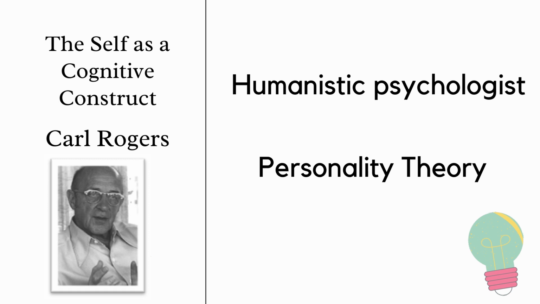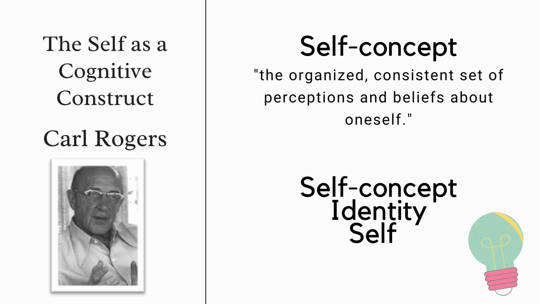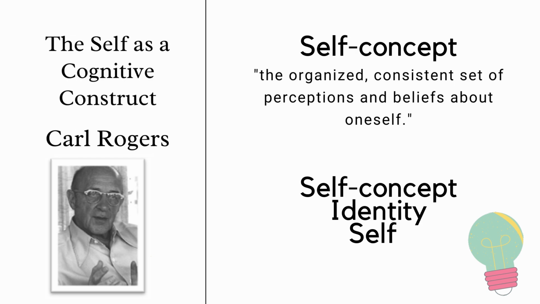Next, we have Carl Rogers. So, who is he? Carl Rogers was a humanistic psychologist and he was famous for his personality theory. In this theory, he presented the notion of self or self concept. Self concept is defined as the organized, consistent set of perceptions and beliefs about oneself.